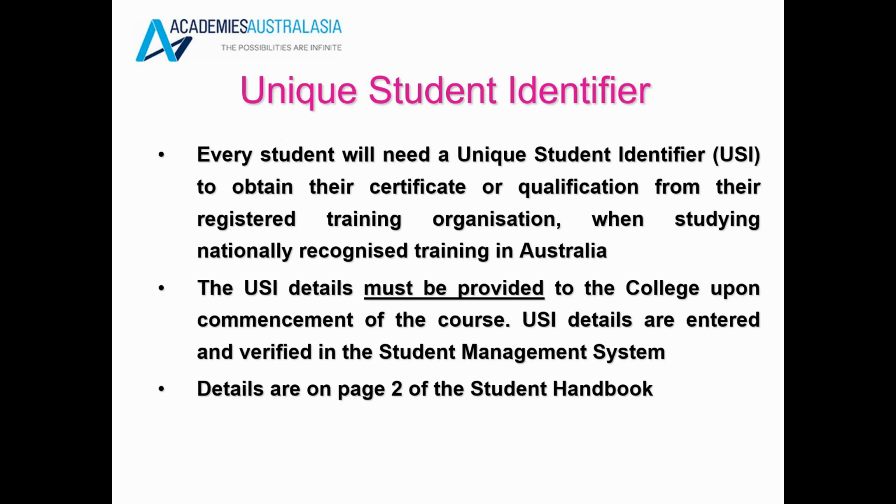The unique student identifier. Every student needs a USI to obtain their certificate or qualification from their registered training organisation when studying nationally recognised training in Australia. The USI details must be provided to the college upon commencement of the course. USI details are entered and verified in the student management system. Please refer to your handbook for further information and instruction on how to set up your USI.